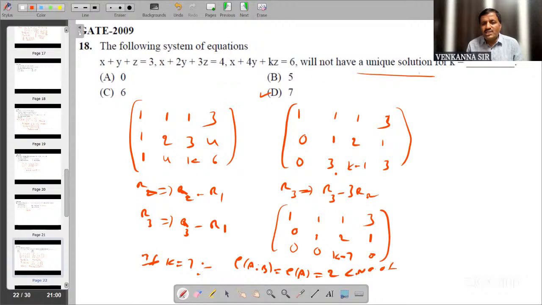What is the question asking? Will not have a unique solution. For what value of the k? K is equal to 7 is the correct answer. So all of you understood, this question is also cleared.